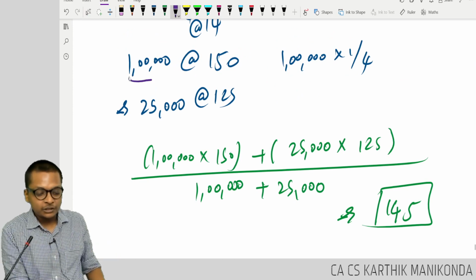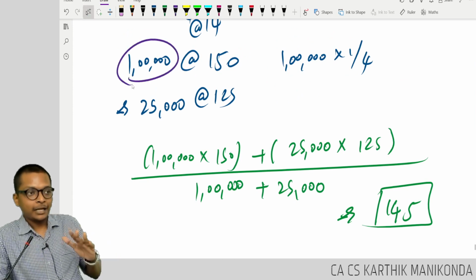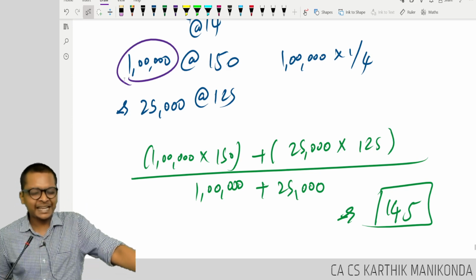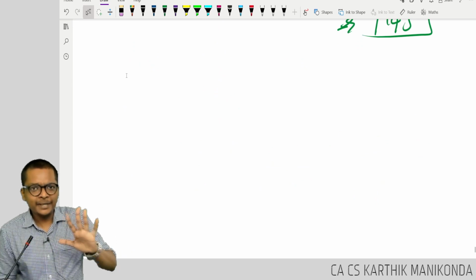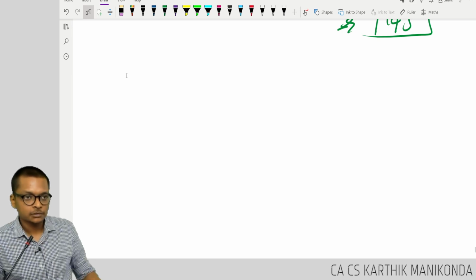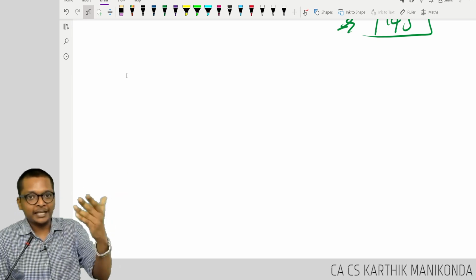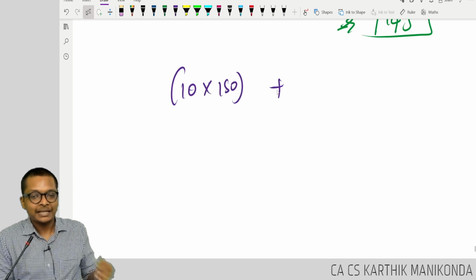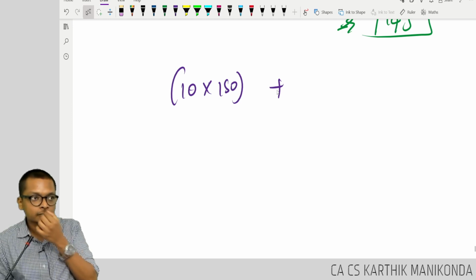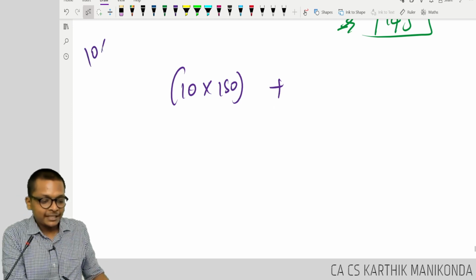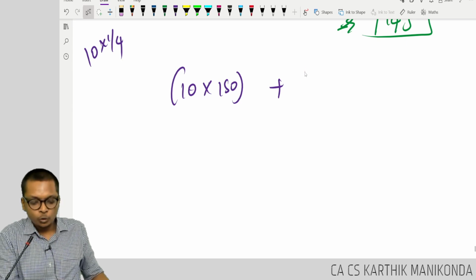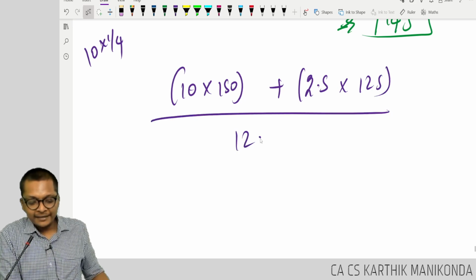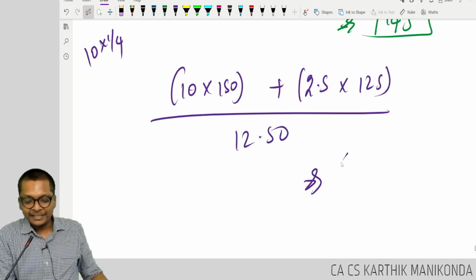I assumed the shares to be 1 lakh. In a question, when the number of shares is not given, you can assume any number of your choice. Same thing, let me assume the number of shares is 10, guys. So 10 into 150 plus I am giving 1 share for every 4 shares. So 10 into 1 by 4 is how much? 2.5. So 2.5 into 125, whole divided by 12.5. What answer are you getting?